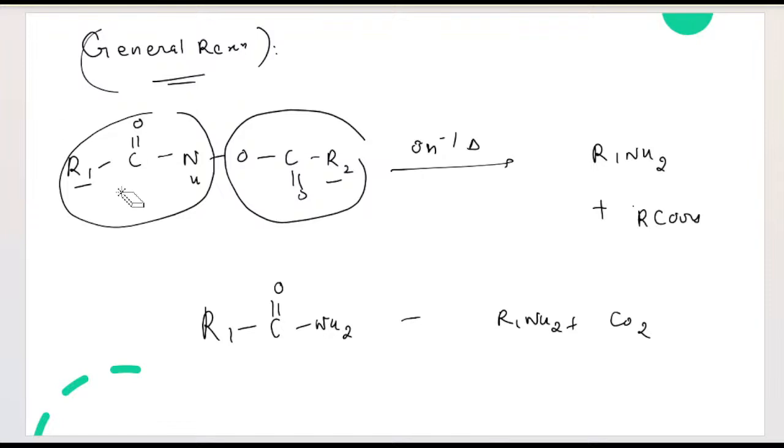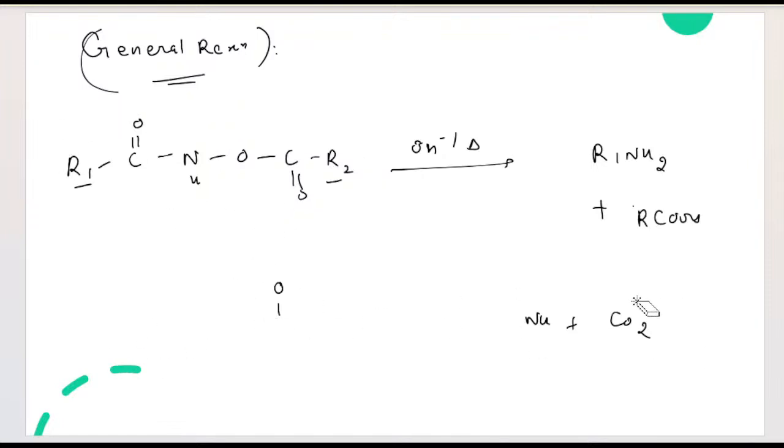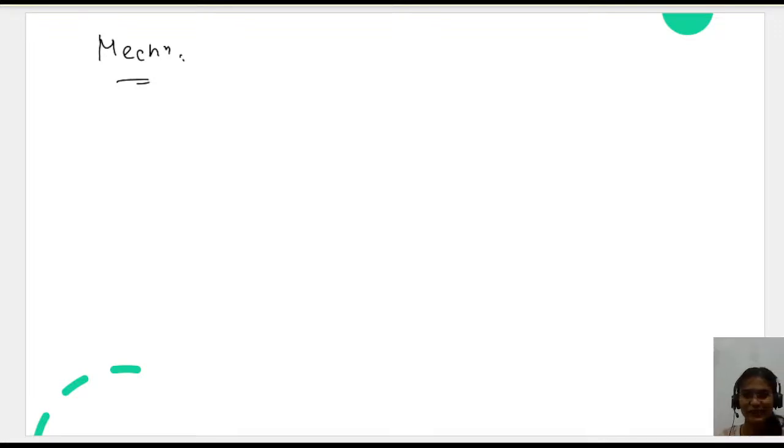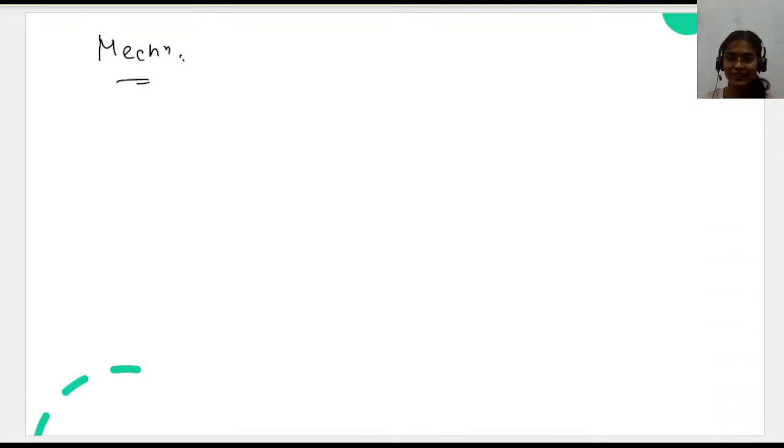Now let's understand the mechanism. The mechanism is simple, only the reaction is important here. So let's discuss the mechanism. It's going to be the R2, right? I guess my video is not there. I'm sorry, I forgot about this. This is the position. So let's discuss the mechanism now.